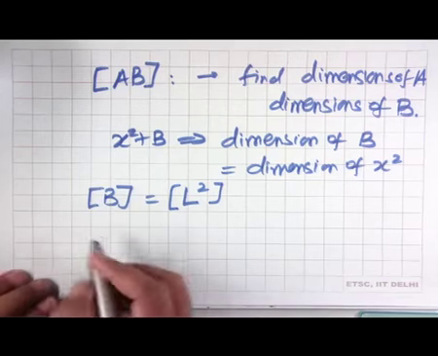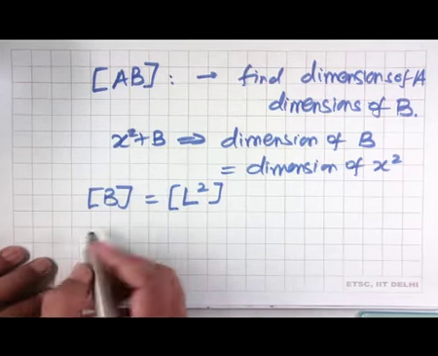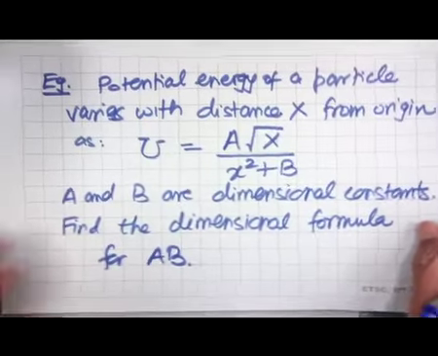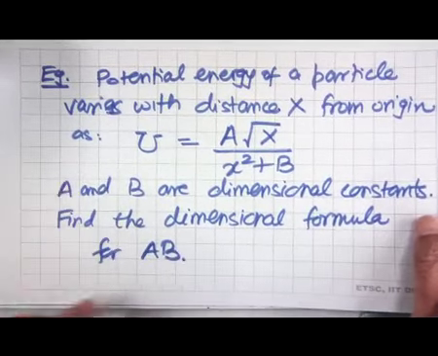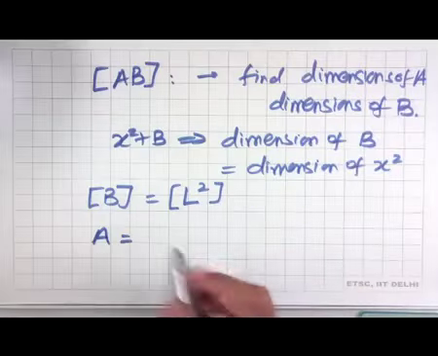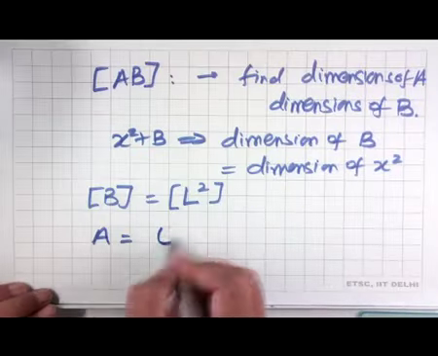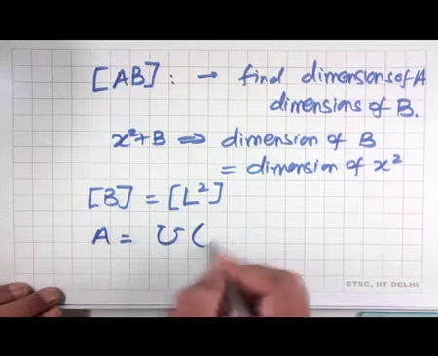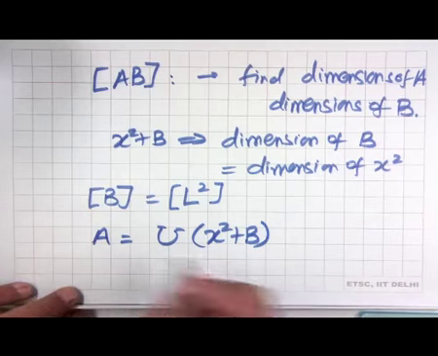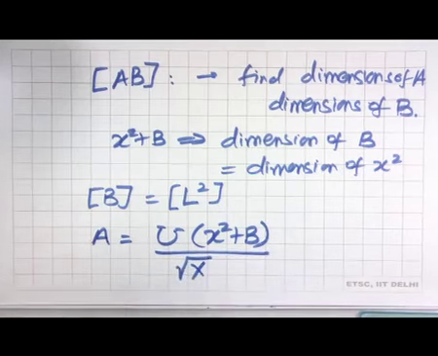Now, we want to find the dimension of A. So, we invert the formula. The formula is given to us for u. So, we now write the formula in terms of A. So, A will be equal to u times x square plus b divided by square root of x.